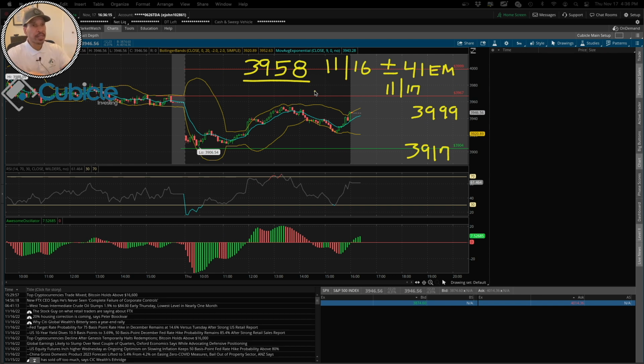So what was the expected move for today before the market opened? Before the market opened, the expected move was plus or minus 41, right? So essentially, I just add 41 to yesterday's closing price, and I subtract 41 from yesterday's closing price. So that gives me a potential upside of $39.99 and a potential downside of $39.17, right?